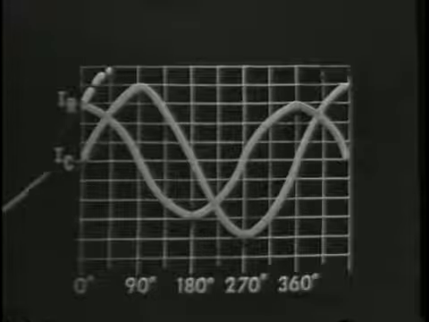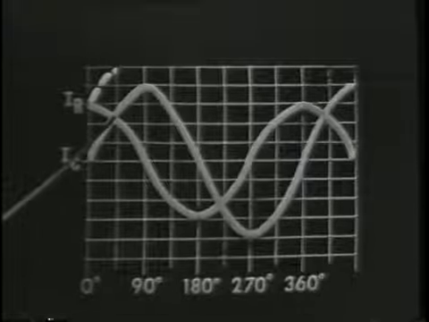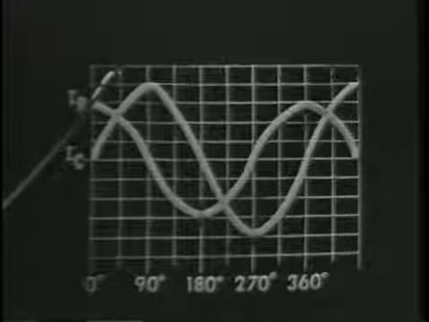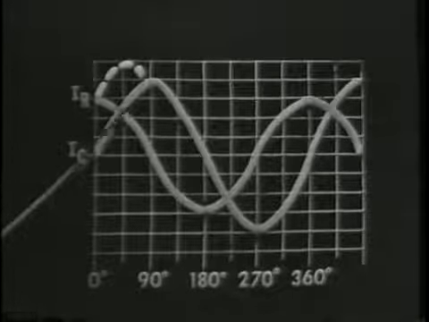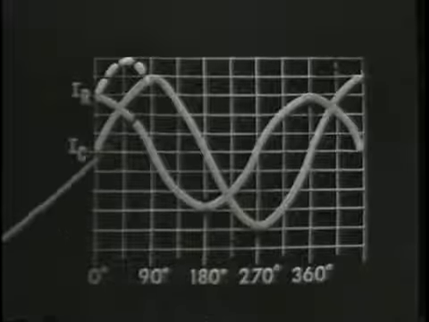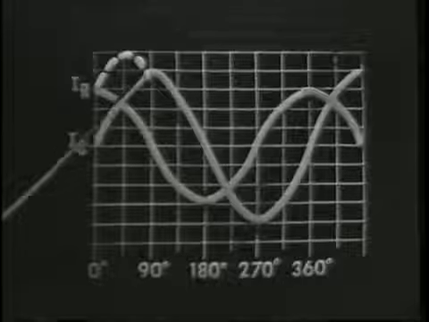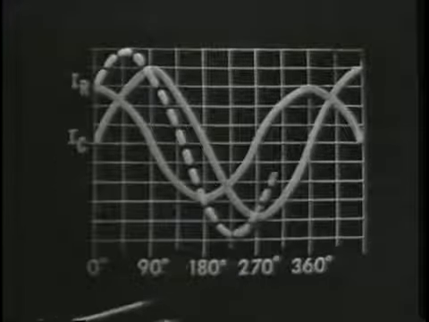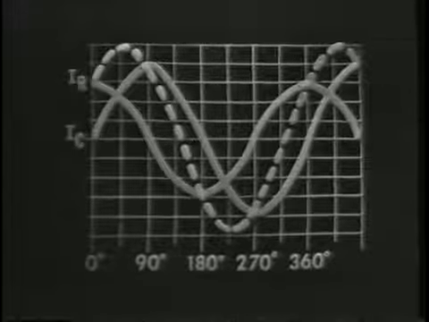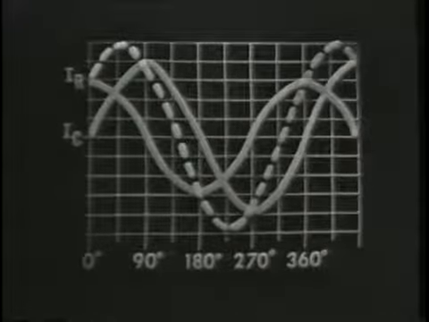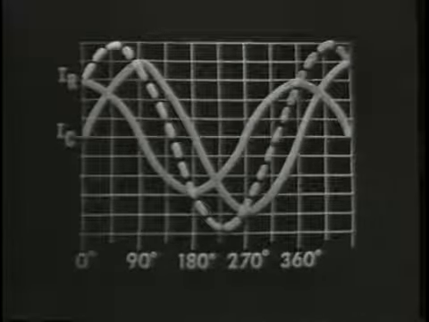At 45 degrees, IR is now about 25 milliamps and IC about 25 milliamps. Thus, the resultant, or the total current, would be about 50 milliamps. And at 90 degrees, we see that IR is 0, IC is 40 milliamps, so that would be the value of the resultant current, and so on throughout the rest of the cycle. And we find that the total current is greater than either of the branch currents and less than the arithmetical sum, and also the phase difference is something less than 90 degrees.